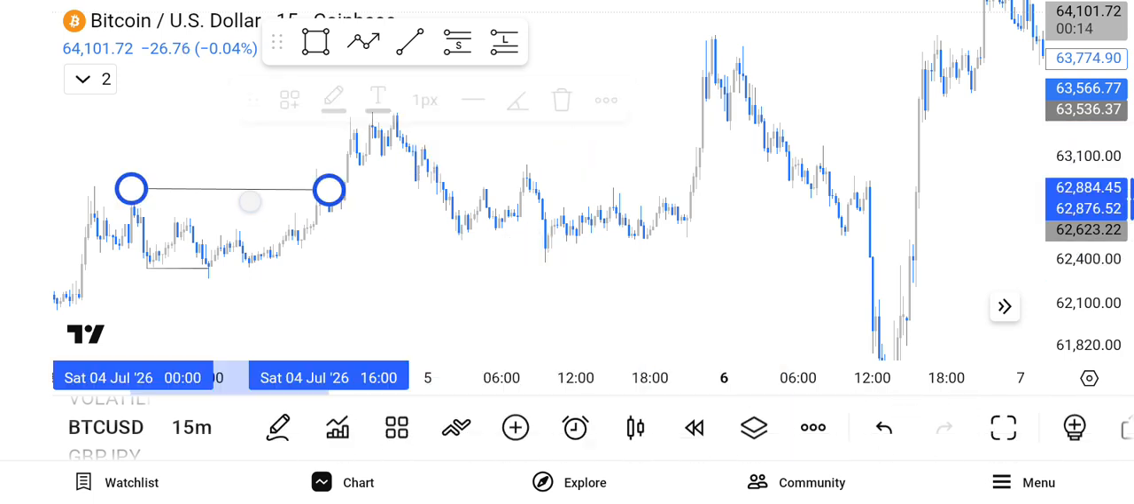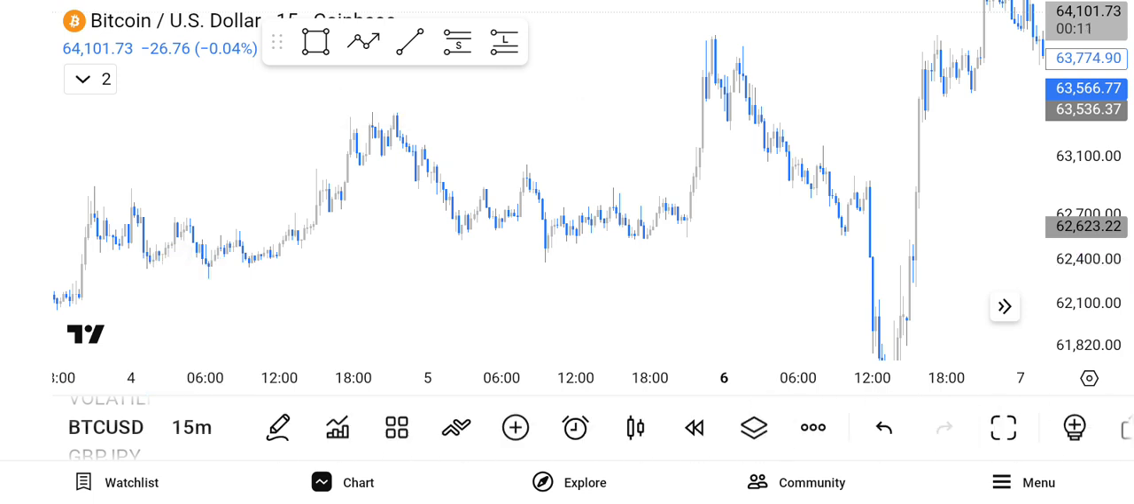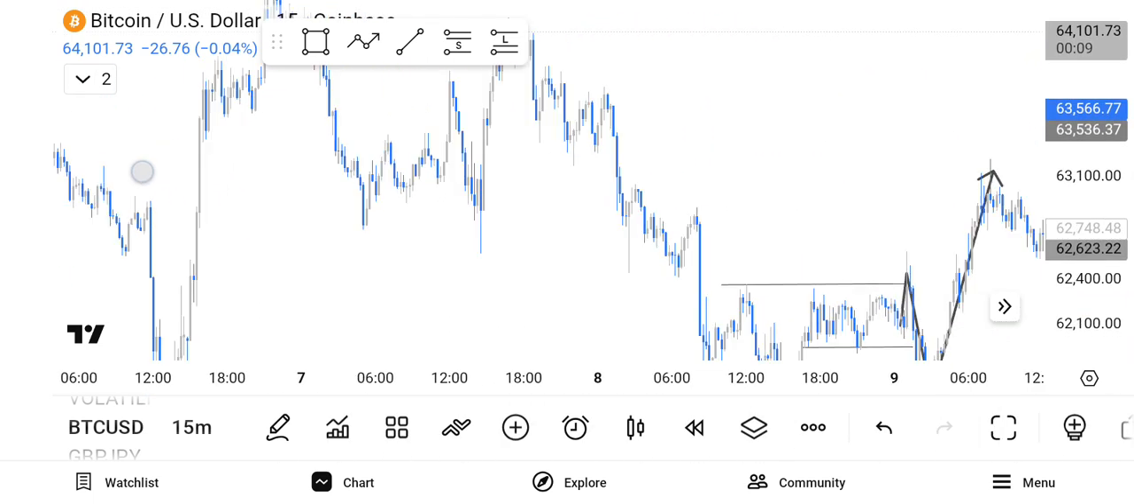Market is literally hunting your stop loss. Yes, market is coming after you, so you have to be very smart to be a profitable trader.